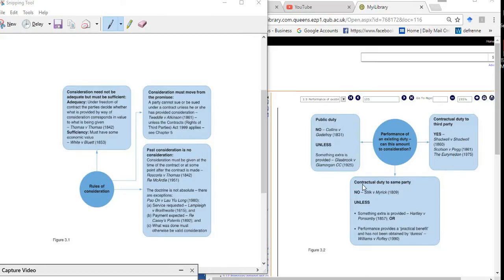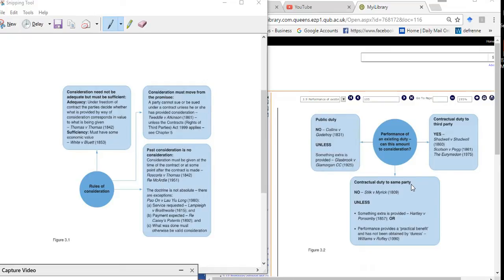But it's this box at the end here. You should see contractual duty to same party. So really what that just means is, can performing an existing contract, just doing exactly what you were supposed to do in the first place, can that ever provide consideration to support an agreement to vary a contract? And the most controversial area here is an agreement to give or pay more for the same.